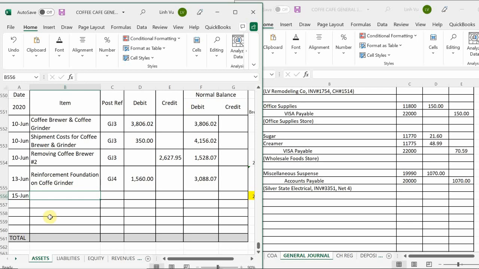Would you put Silver State Electrical service or something like that? So why did you hire Silver State Electrical? Oh, to remodel, wait. To fix the grinder. Okay, by doing what? If this is going to be part of the cost of the grinder, what did you do to the grinder? Did they upgrade it? You could say they upgraded with some electrical work.